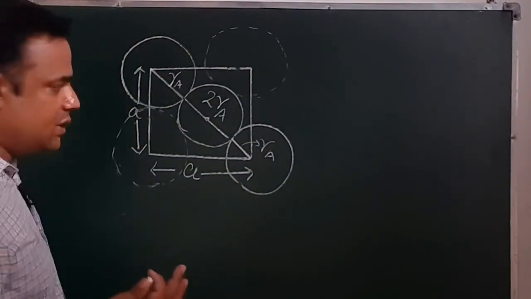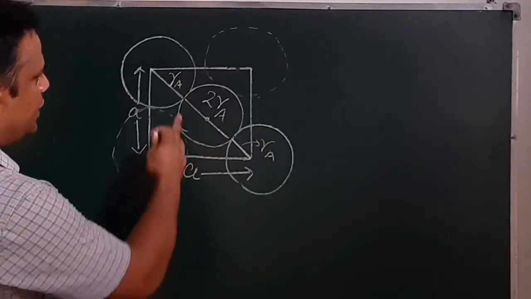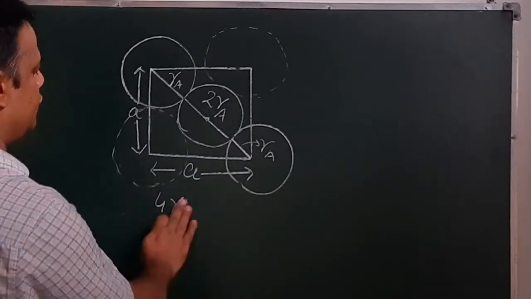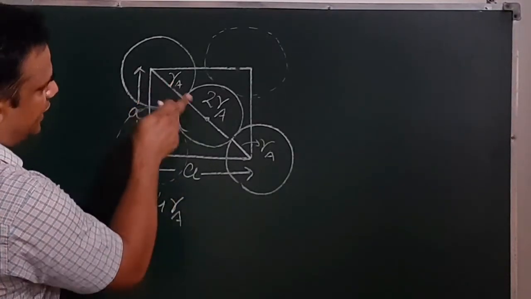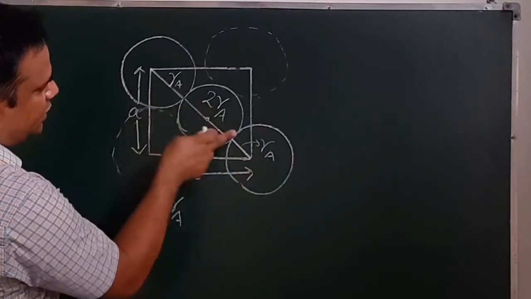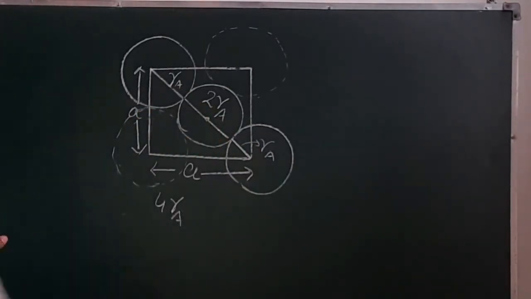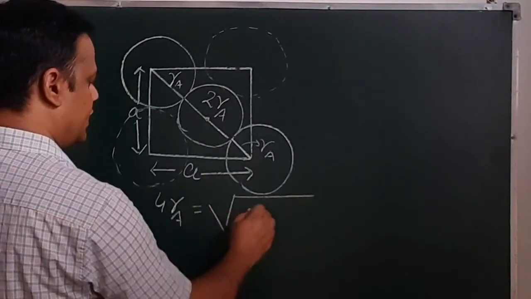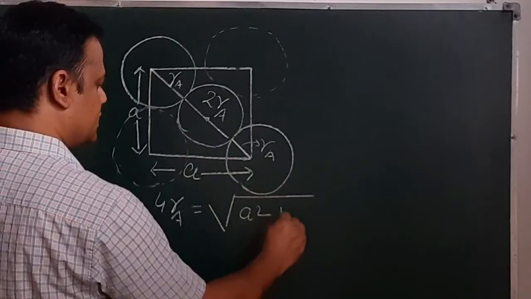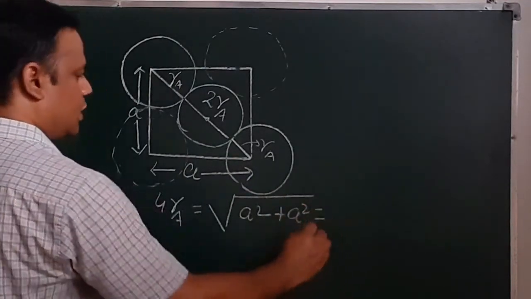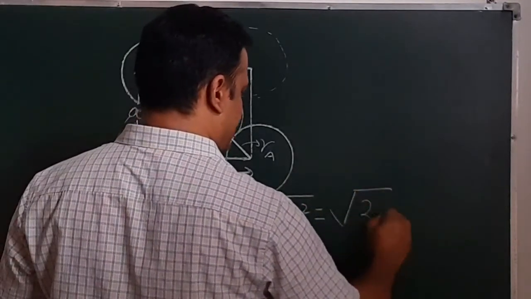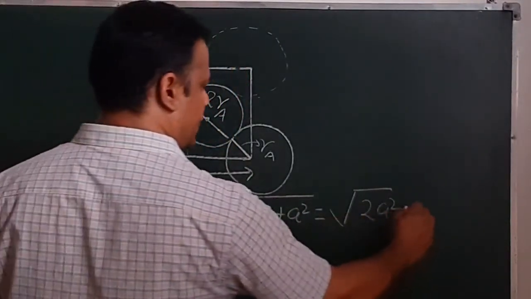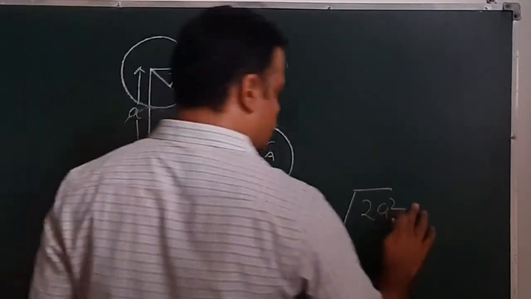and from this part we can see the relationship between RA and edge length. We have already done this previously, but as a recap, we can see here that this is the 4RA diagonal. This diagonal will be RA plus 2RA plus RA, that is 4RA. 4RA will be equal to the square root of this side A squared plus the square of this side A squared, and this will be equal to the square root of 2A squared. The square root of A squared is A, so we can write this equals root 2 A.